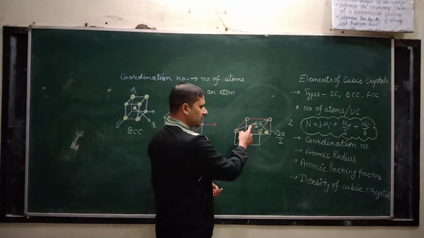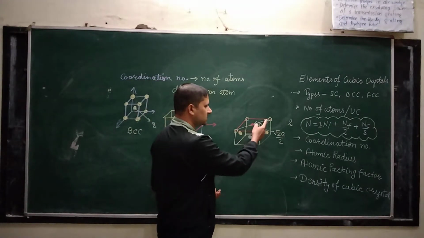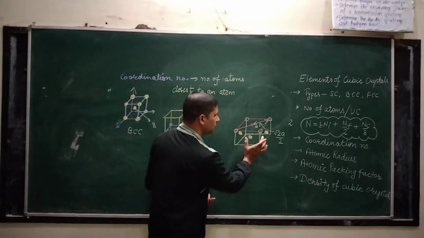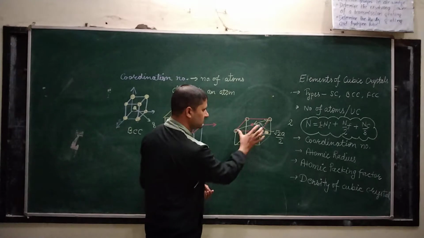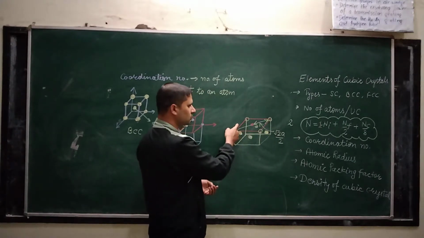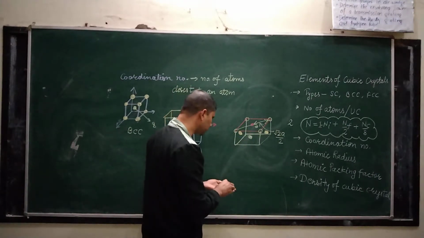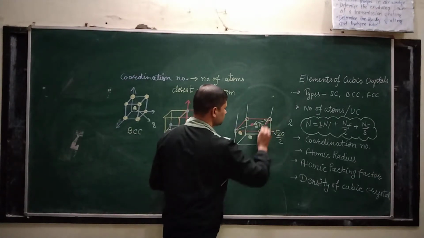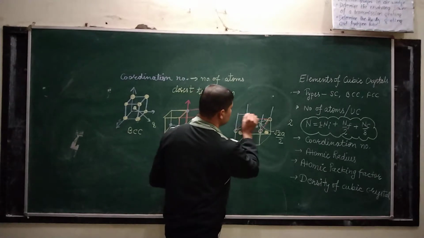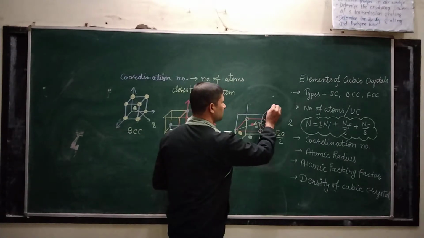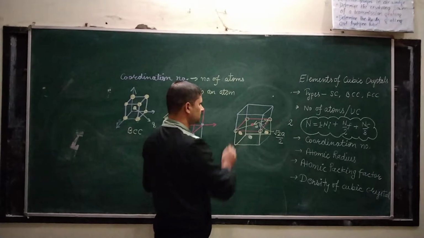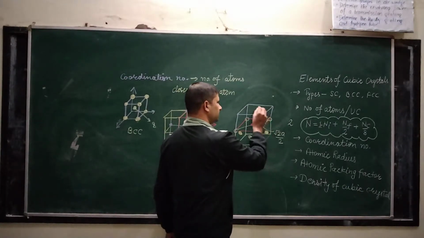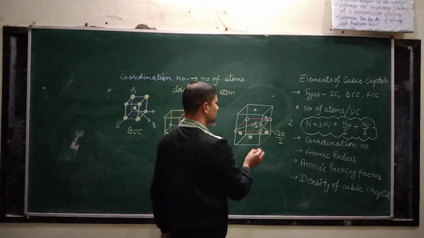So this particle at the face center is touching 4 particles in its own plane, and 4 particles on the face which are below this pink face, and 4 particles are above this. You can see these are the faces which are above this face, and in face centered cubic one particle is present at the face. Okay class.